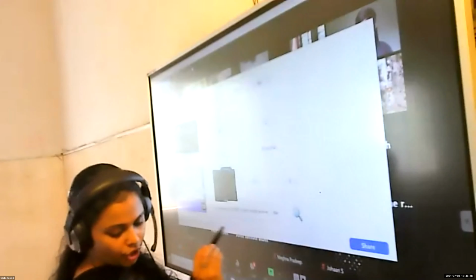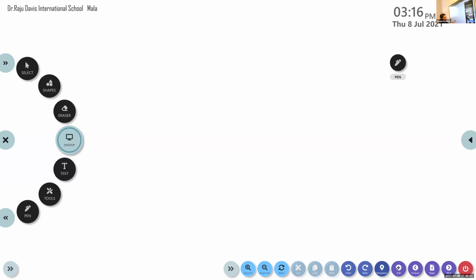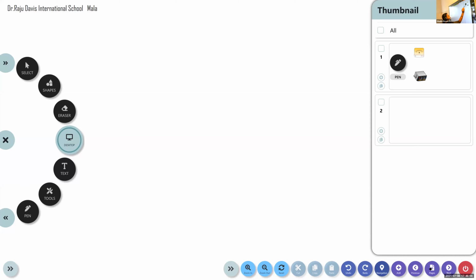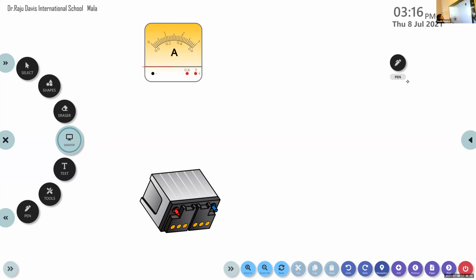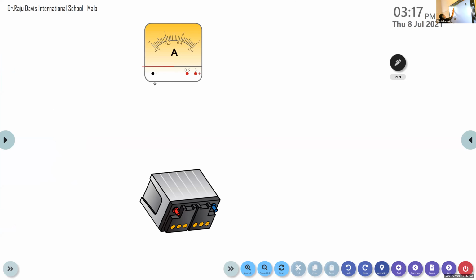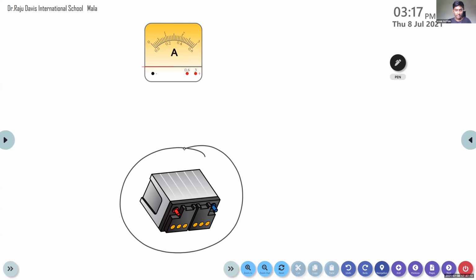Page number 205, activity 12.2. In order to do this activity, here we consider some electrical components. What does this represent? Any idea? It is the cell or the battery.